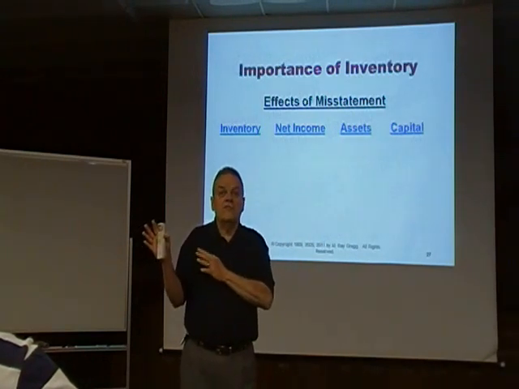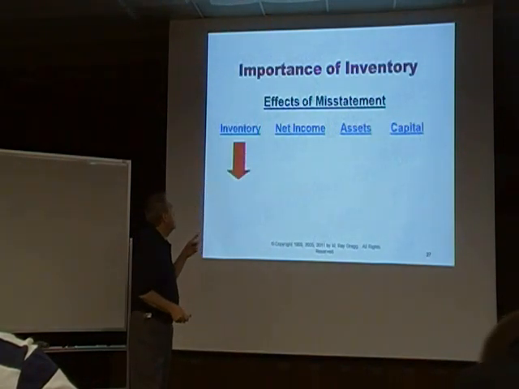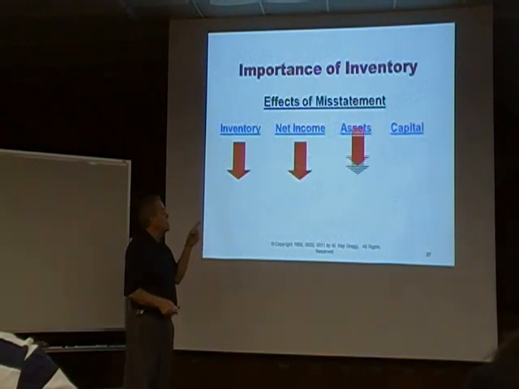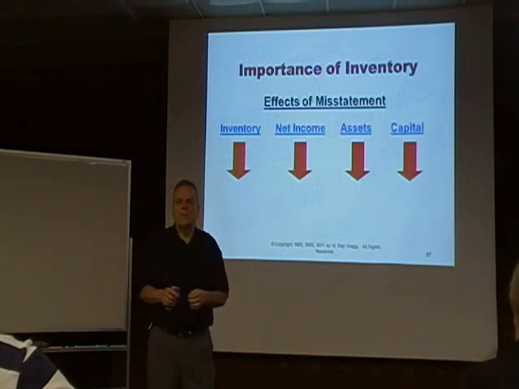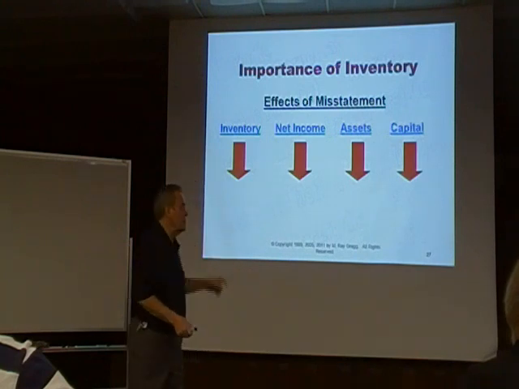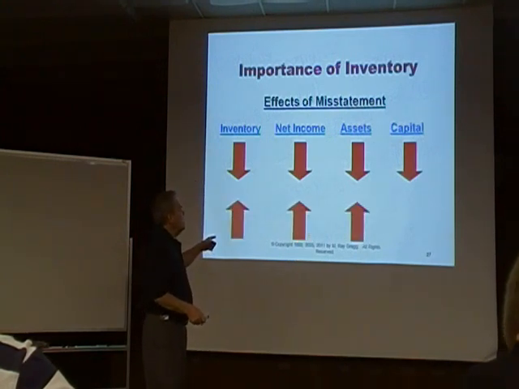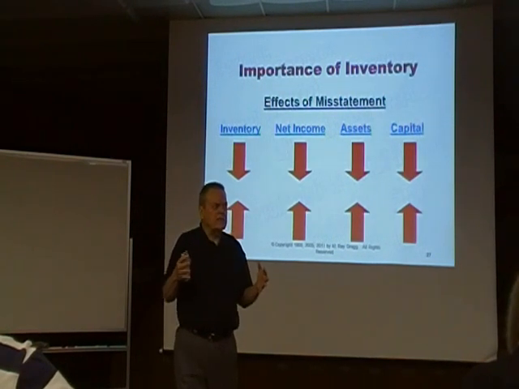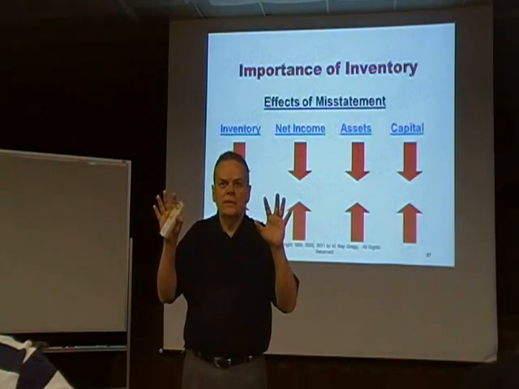Look at the book's example and follow through with this, knowing this already. If you understate inventory, net income, assets, and capital will all be understated. You've messed up both financial statements. Now, it doesn't take a rocket scientist to realize that if you overstate inventory, net income, assets, and capital will all be overstated. If you mess up inventory, you're messing up both financial statements this year.